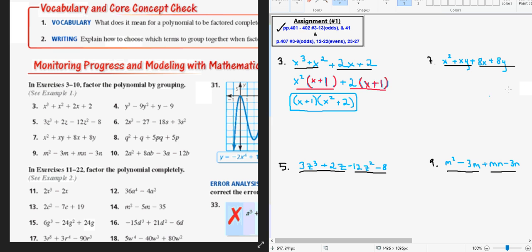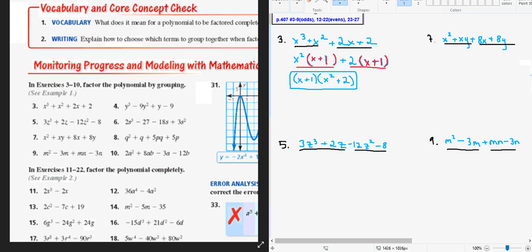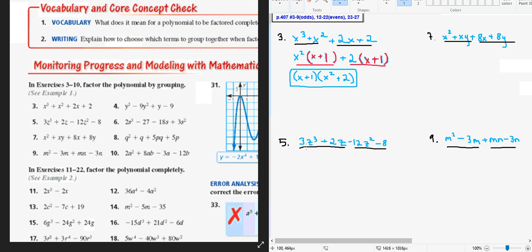Okay, let's go on to number 5. On number 5, we'll go through that same process. So the first step, group the first two and the last two terms. Then we need to look for the greatest common factor. In this one, the greatest common factor is z. What must be in this first position that when you multiply by z, you get this first term, and that is a 3z squared. What must be in the next position that if you multiply by z, you'd get this term, and that's a positive 2.